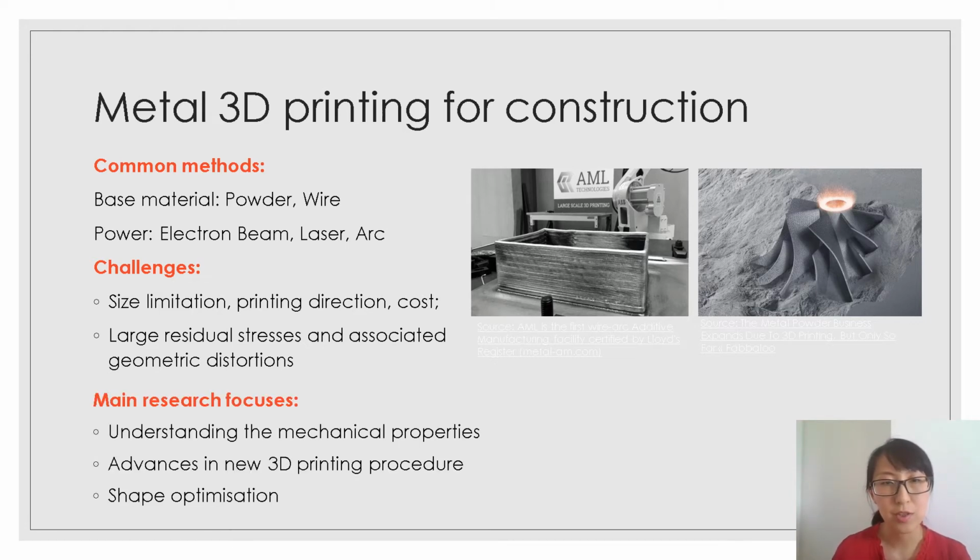So the main research focus in metal 3D printing construction lies in understanding the mechanical properties, where we do conventional structural tests on straight plated structures that are 3D printed. Structural engineers are also trying to do shape optimization that can be 3D printed. And 3D printing technology is constantly evolving in mechanical engineering sectors to make sure that the quality of the print can be improved constantly.